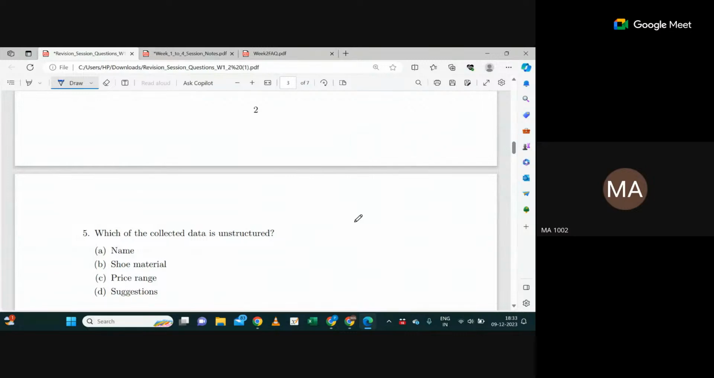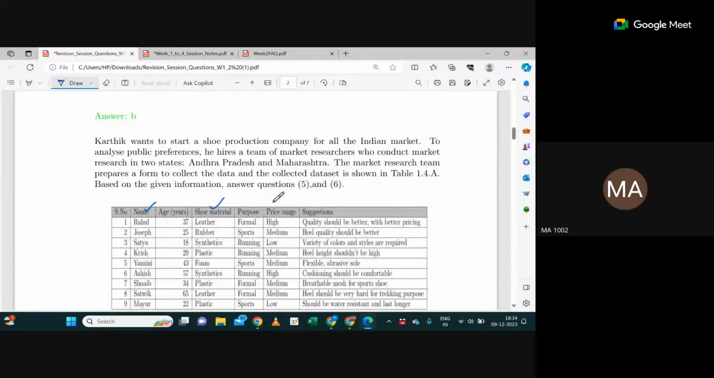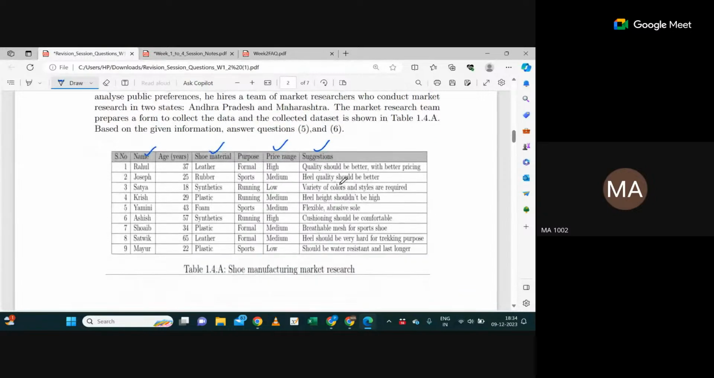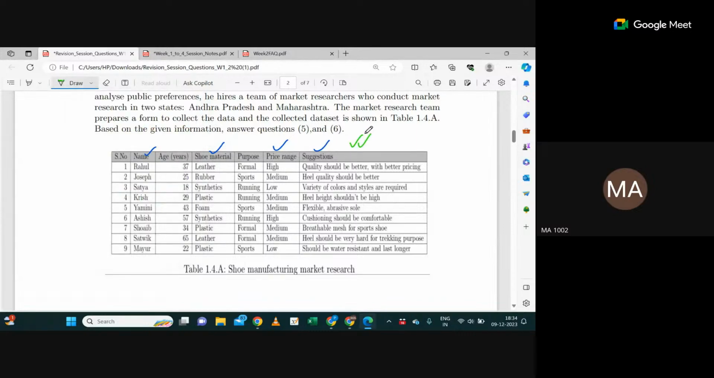So the very first question asks which of the collected data is unstructured: name, shoe material, price range, or suggestions. Which of these will be unstructured? Please tell me. Suggestions. Okay, I got 2 to 3 votes for suggestions.